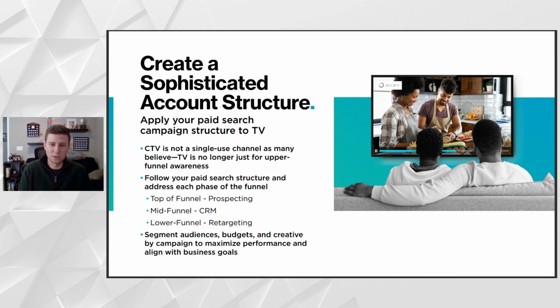So take your search structure, break out your campaigns by, you have your top of funnel prospecting, you have your mid funnel, which might be CRM audiences. And then you have lower funnel, which might be site visitors or retargeting. You might have other ways to define each of these funnels, but this is just an example of how you can structure your campaign within the Mountain account. And then, of course, with your audiences, but ultimately your budgets and creative, you're able to segment all of that by these stages of the funnel.